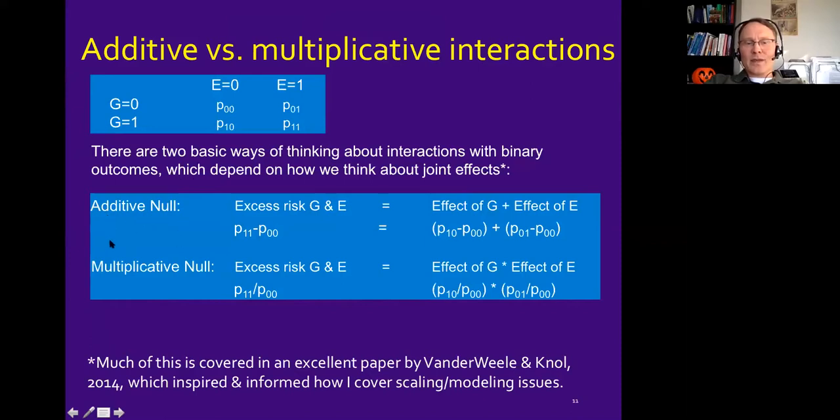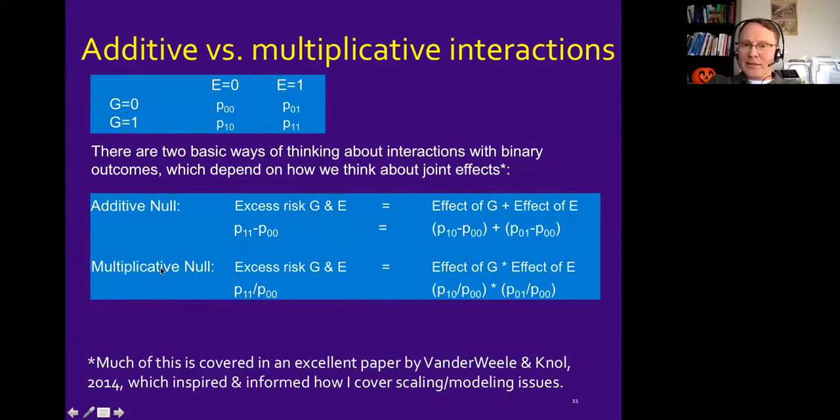So if we're thinking of the additive model, the null for the additive model is that the excess risk for the combination of G and E under the null is just equal to the effect of G plus the effect of E. And so in these probabilities up here, the joint effect of having G equal 1 is P11 minus the baseline, right? So P11 minus P00 is going to be equal to the genetic effect, P10 minus P00, plus the environmental effect, P01 minus P00, right? So under the additive model, that's the null.